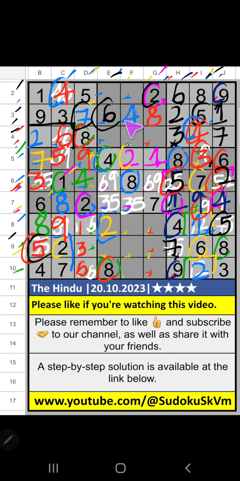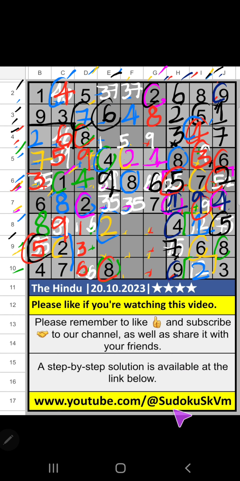Column E we have 6, so 6 can't come in the cell, 6 is confirmed here. Then 9 is here. Second row 2 numbers are remaining, 3 and 7, it will come in one of these cells, confirm later. Second grade and fourth row 3 numbers are remaining, 1, 5, 9, it will come in one of these cells, we confirm later.